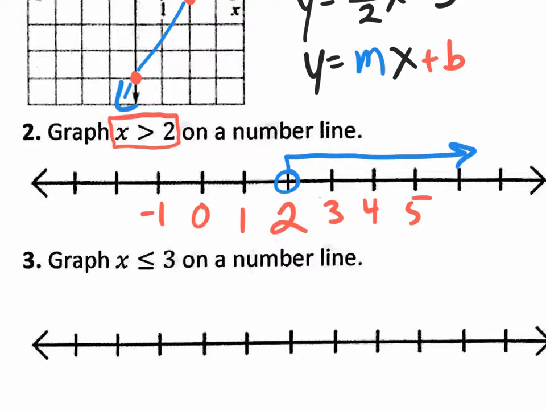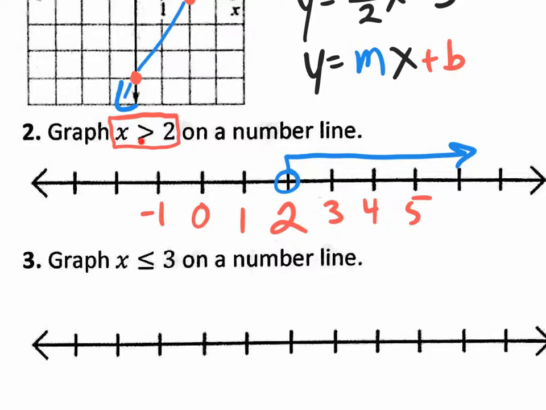It's this simple. X is just any number. It's saying, tell me a number that's greater than 2. Oh, well, it could be 3, could be 4, could be 5, it could be 10. It could be 2.5, it could be 2.01, it could be 2.00001, but it cannot be 2. That's why this is an open dot. It cannot be 2 because 2 is not greater than 2. 2 is equal to 2.